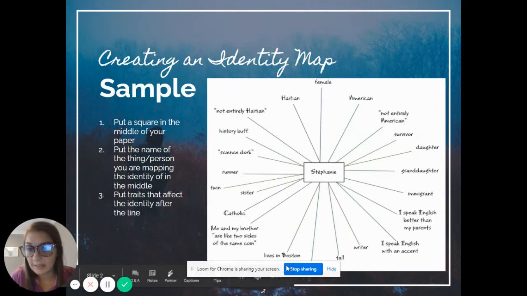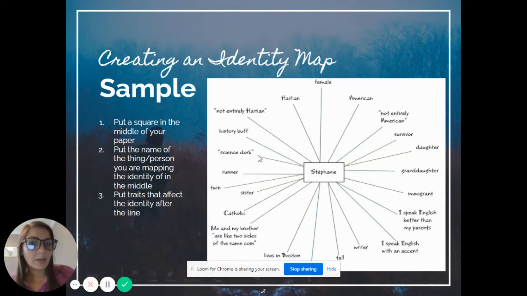She put where she lives in Boston. She even put physical aspects about herself, like she's tall. And she put Catholic because that's her religion. So these are multiple things that sort of make up who she is as a person. You could add more, you could have less. It just depends on how detailed you want to be.